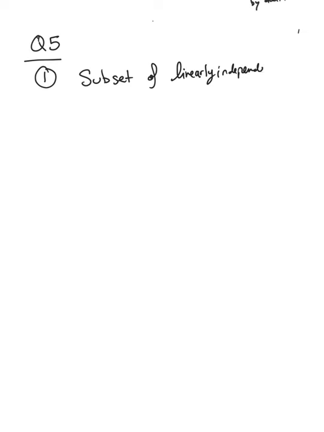Okay, so let me do question 5. So this was true, false. The first one was: a subset of a linearly independent set is linearly independent. Okay, and this is true.